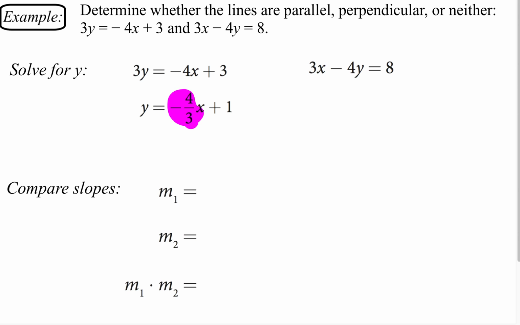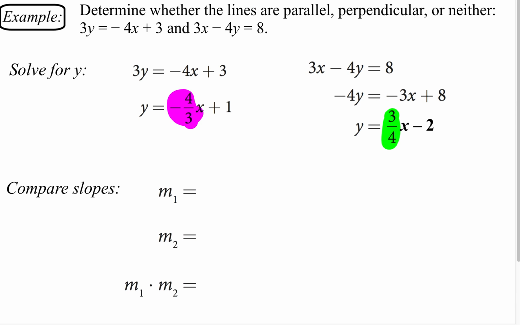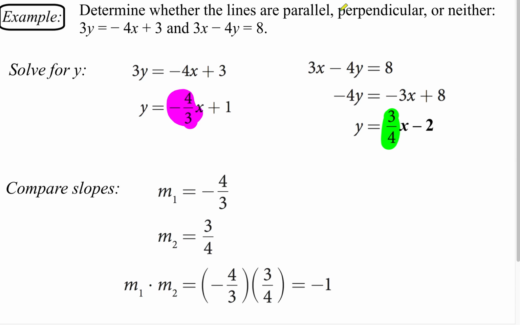And then we want to find the equation of, or the slope of the second line. So I'm going to go ahead and subtract 3x from both sides and then divide by -4. So we get y equals 3/4 x minus 2. So here's the slope of the second line. So when we compare these two slopes, the first one was -4/3 and the second one was 3/4. Well, those are opposite reciprocals. If we multiply them, we get -1. So that tells us that these lines indeed are what kind of lines? Opposite reciprocal tells us they are perpendicular.